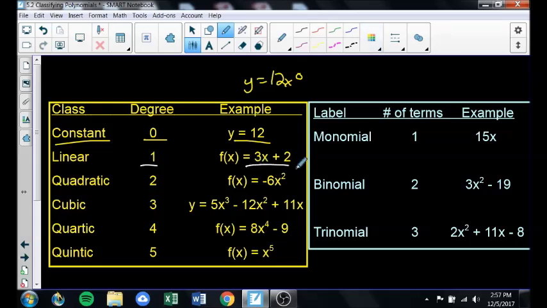If it's linear, that's a first degree function. We call those linears. Second degrees are quadratics. Third degrees are called cubics. And then the terms quartic and quintic we don't use very often. But quart means 4 and quint means 5. It's a fourth degree function, fifth degree function.